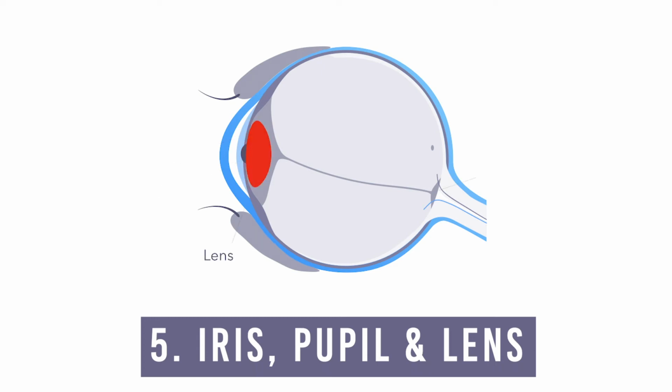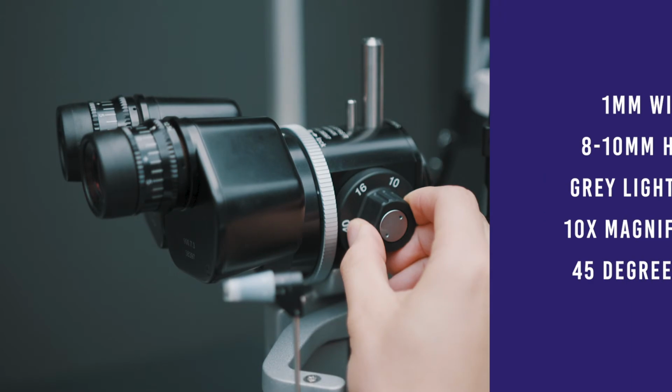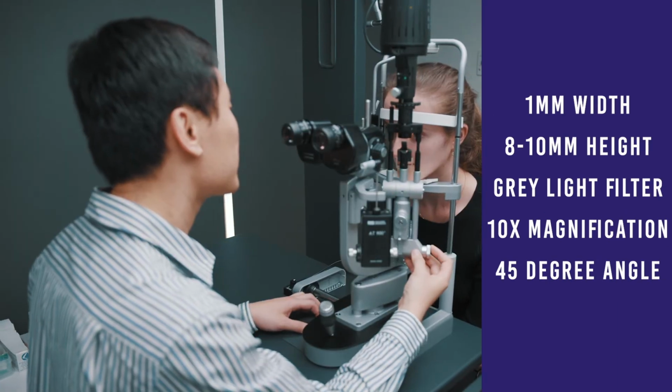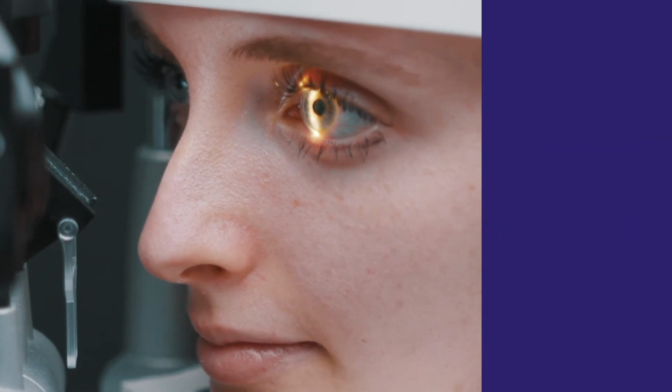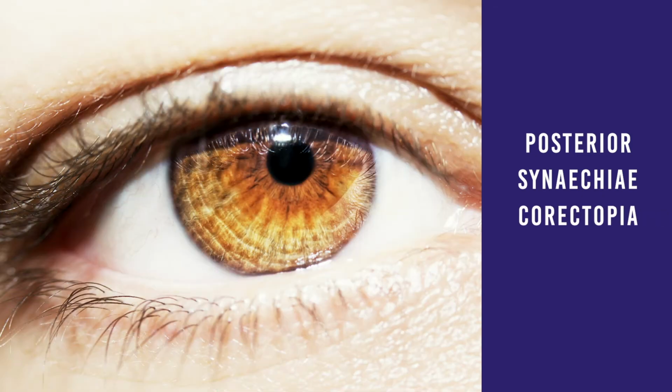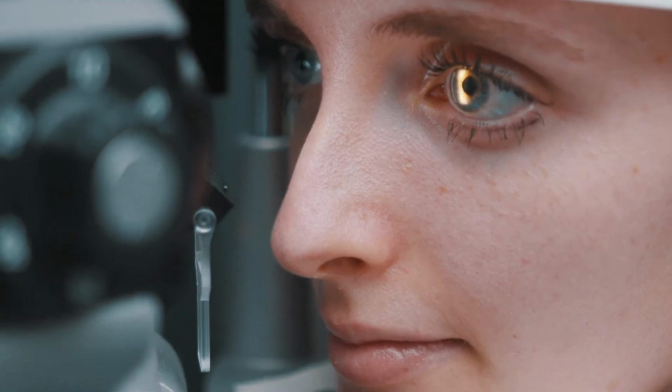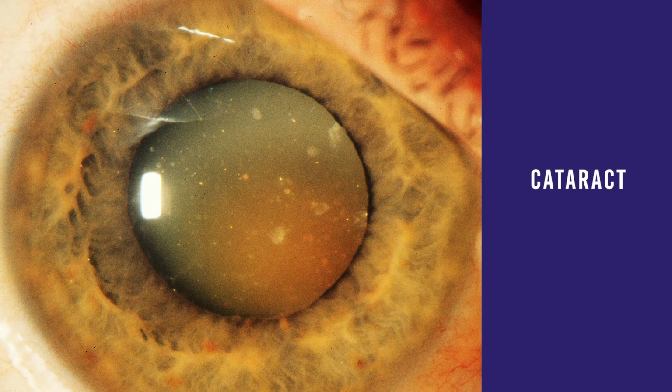Finally, look at the iris, pupil and lens. So return to the same settings as step 3. Scan the iris for abnormalities such as posterior synechia or corectopia, which is a displacement of the pupil from its normal position in the center. Now look at the lens, which should be transparent and colorless, but as we age, the lens takes on a yellowish tinge, which eventually becomes a cataract.